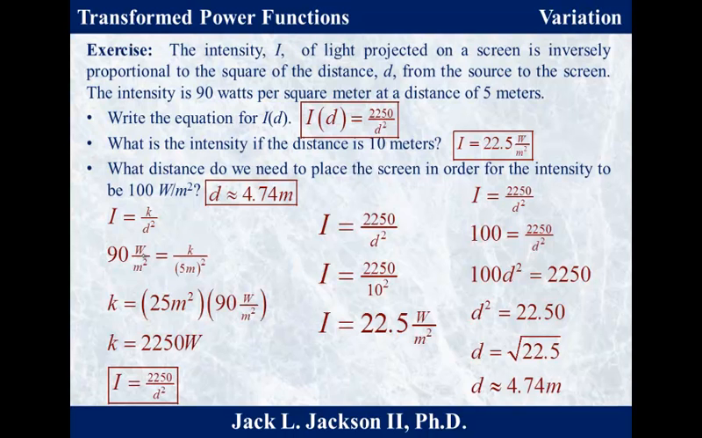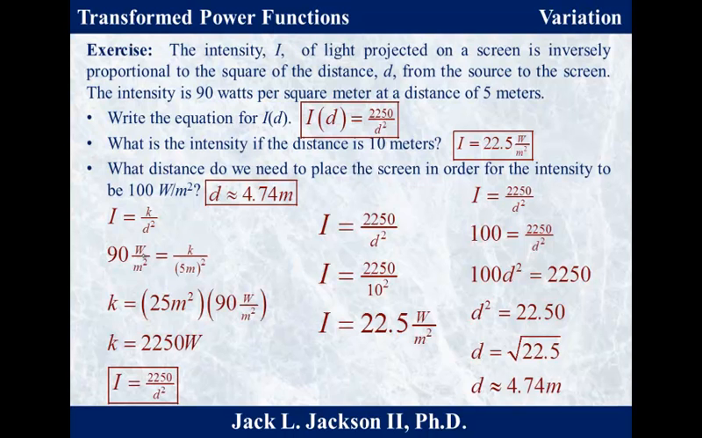On the other hand, the next one asks what the distance would be that we need to place the screen if we want the intensity to be 100 watts per square meter. So this time we know the 100 goes in place of the I, and we solve for d. Multiply both sides of the equation by d squared. Divide by 100. d squared is 22.5. So d is the square root of 22.5.